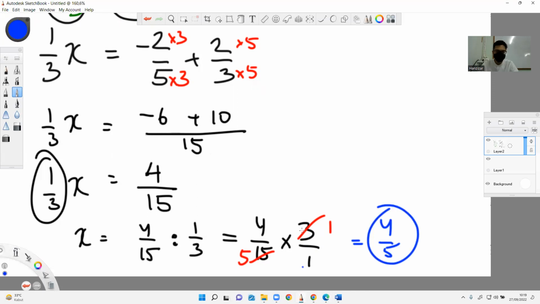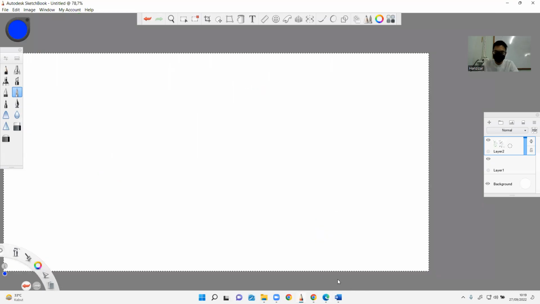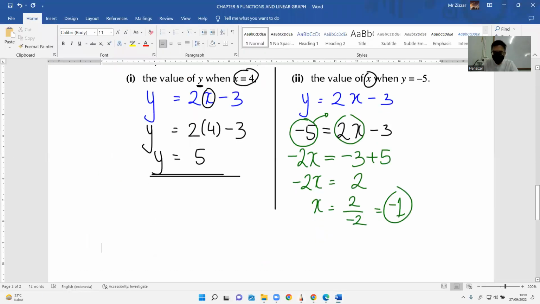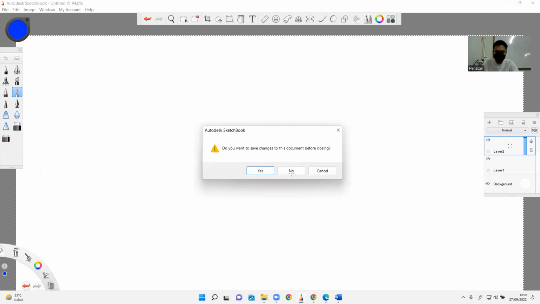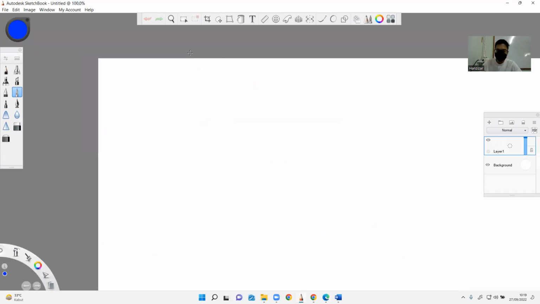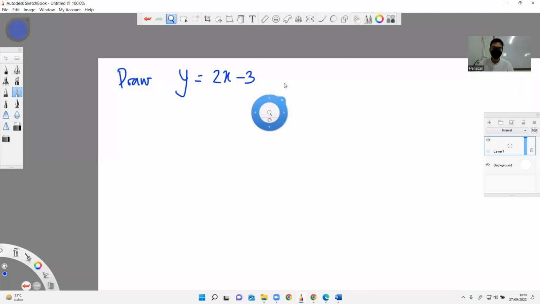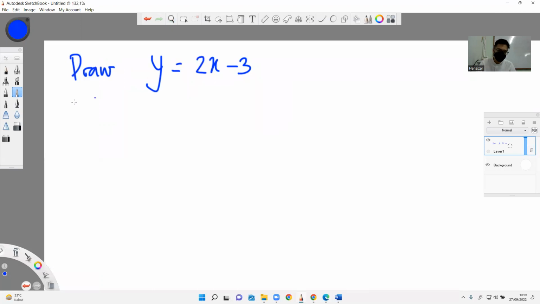No? Are you sure? Okay, let's do the other. So what to do with this function? This is the thing that you need to know. Draw the line or draw the equation. Draw y equals 2x minus 3. I will make it simple numbers, with x equals negative 2, negative 1, 0, 1, and 2.